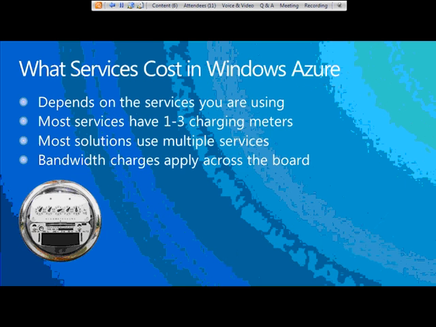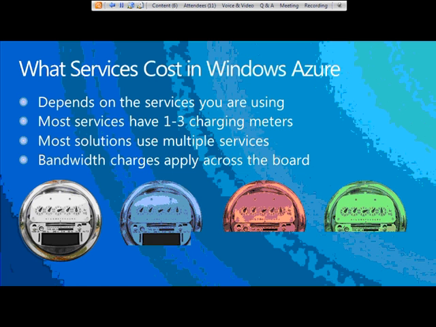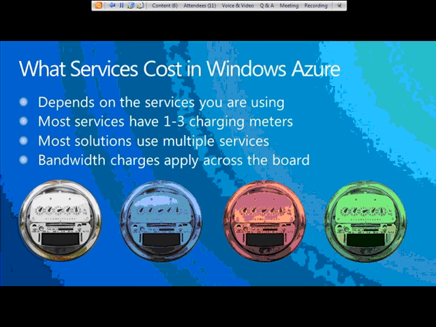So what do services cost? Let's talk specifically about the Windows Azure platform now. What do services cost? Well, the answer is it depends. It depends on which services you're using. And each of the services in Windows Azure has one or more charging meters. 1 to 3 is typical. That doesn't sound too bad, but since most of your solutions are going to use multiple services, for example, hosting and storage, you have quite a bit to make sure you're taking everything into account here. In addition, bandwidth charges apply across the board to nearly all the services, and that may be something you're not used to calculating or considering.